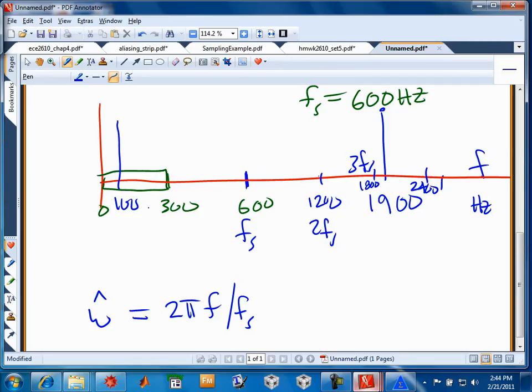So the quiz question could be, what's the principal alias of the 1900 relative to 600? And you come back with the 100. Another question would be, what are some of the other frequencies that also alias to the principal alias value? So let's put some of those on the page now. Now that we know the principal alias is at 100, what are some of the other frequencies that alias to 100?